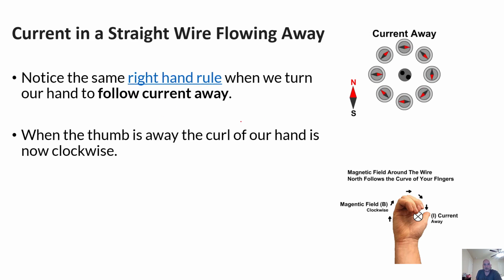So this is the same right-hand rule as before. It's just now we're going to have current going away, and that little X is representing current going away. And then current anywhere around this arrow, if I put a compass right here, it would tell me that north is to the left if it was below that wire with current flowing away from it. And that's because of the magnetic field that's created.